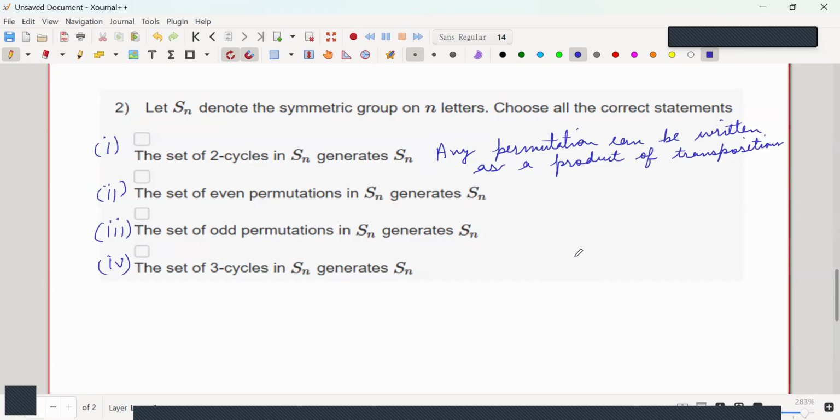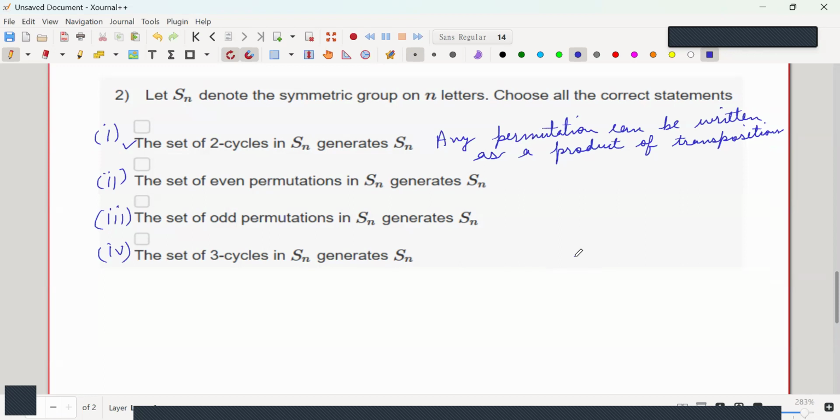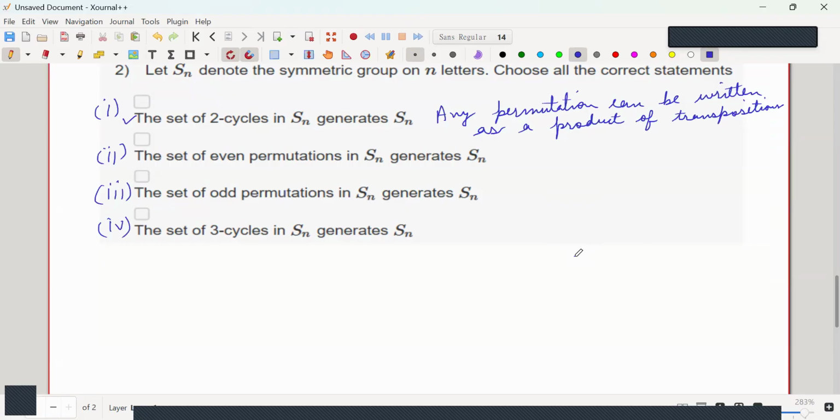Okay. The set of even permutations in Sn generates Sn. Is it true? The second statement is not true. Reason? The even permutations generate only the even permutations. So the odd permutations will be left. I couldn't get them. Even permutations will generate only even permutations.